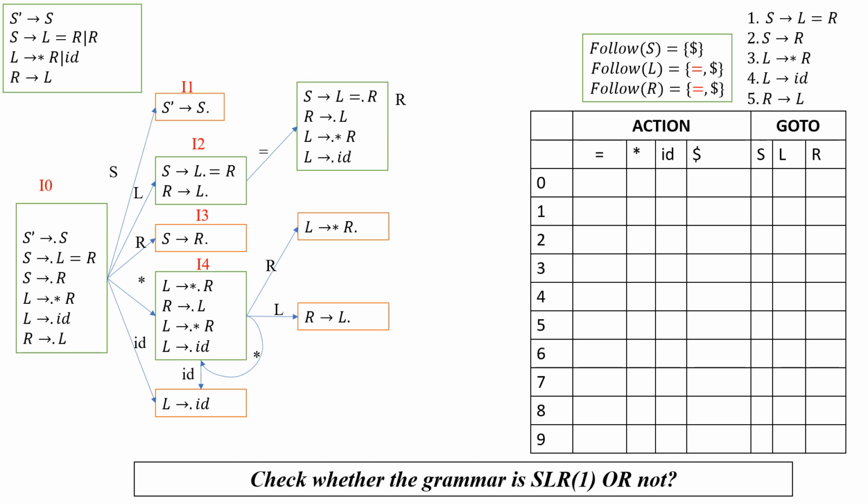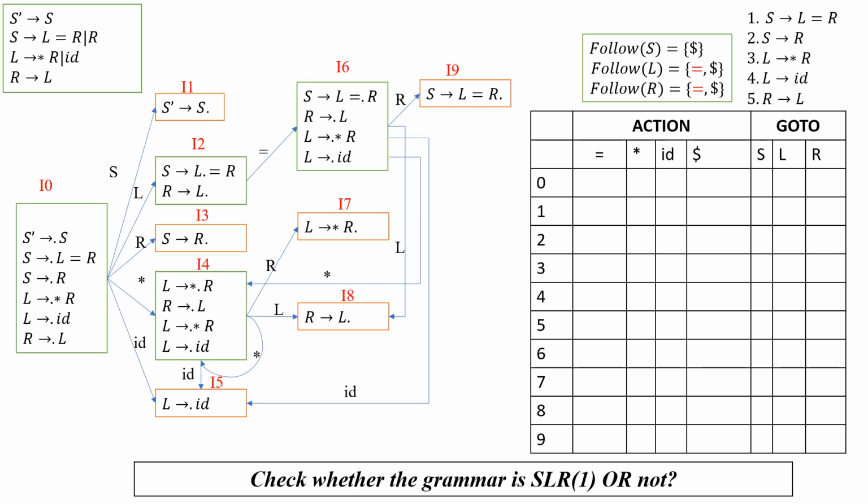Next, let us consider state I6. On seeing R, from I6 we get the final item S derives L is equal to R dot. On seeing L, connection to the existing one; on seeing ID, existing one; on seeing star, again connection to the existing one. Now any other transition left? No. How many states did it introduce? Totally 9 states.